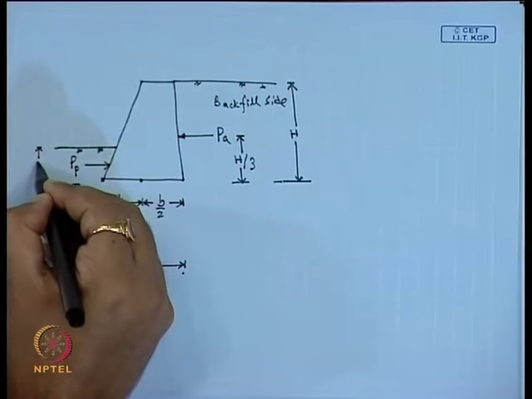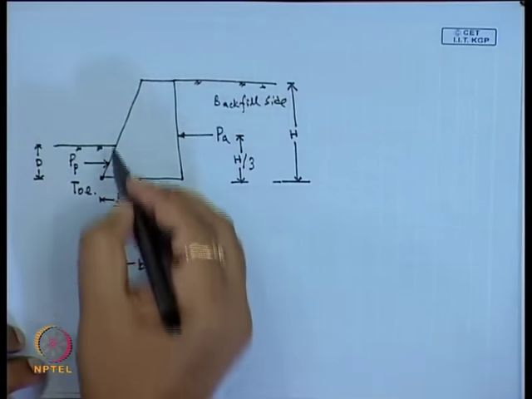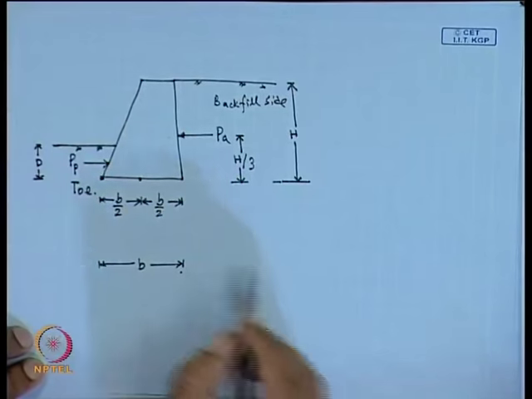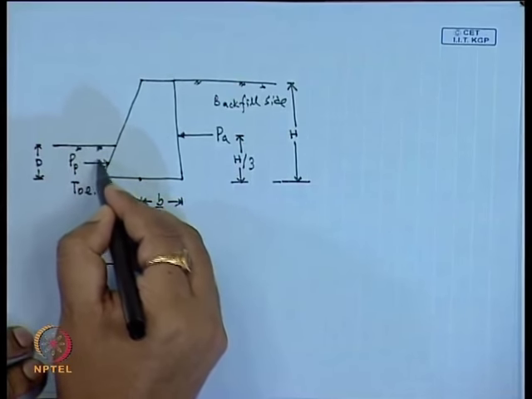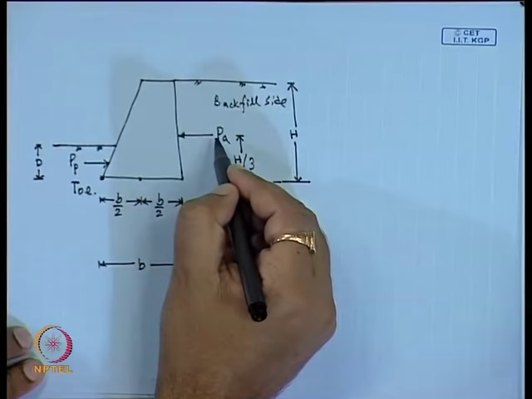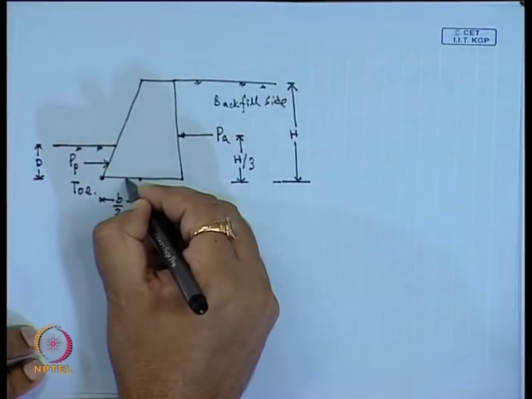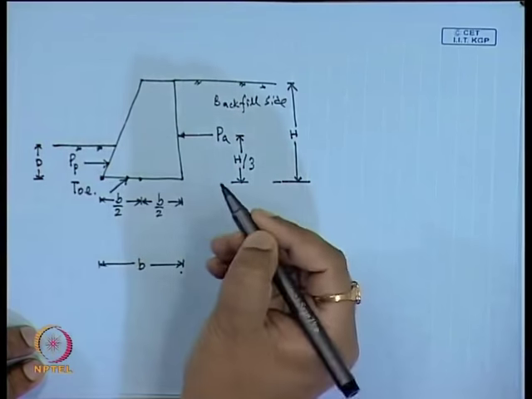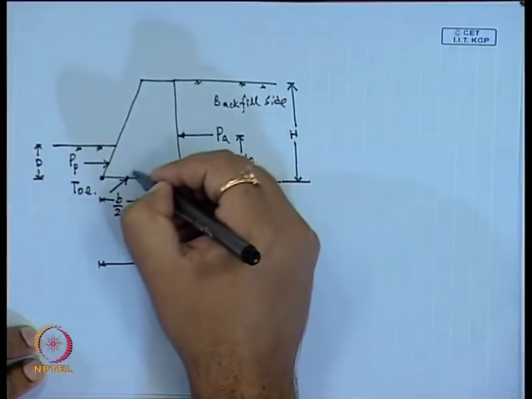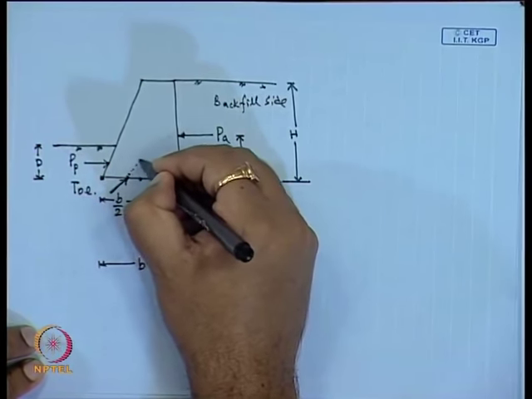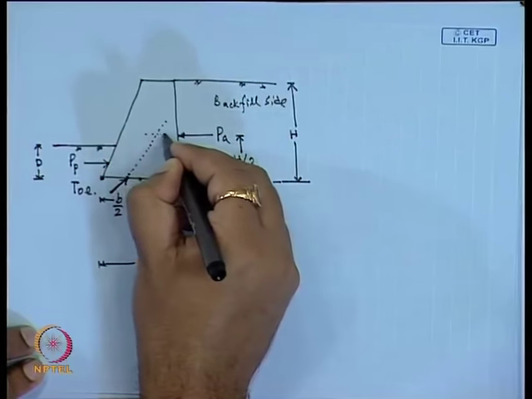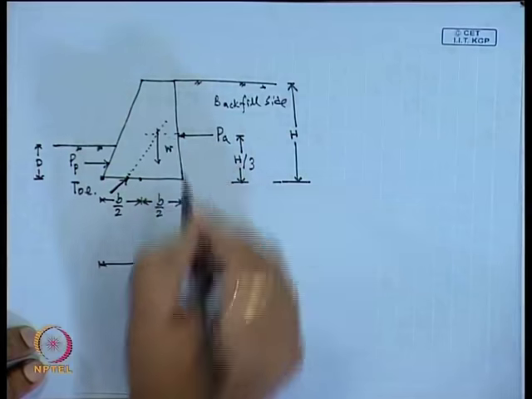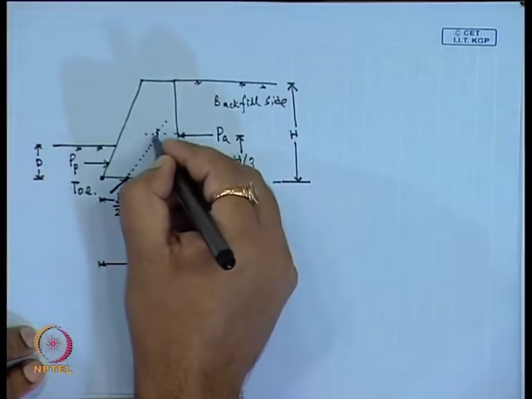Suppose the base of the retaining wall is at a depth of D from the foundation soil. Here this soil will apply a passive earth pressure, and this soil will apply an active earth pressure. And now, if we go for the reaction force for the base of the retaining wall, because of the weight of the retaining wall, that will act in this direction, this is the self weight of the retaining wall. Now, this reaction will act in this direction.